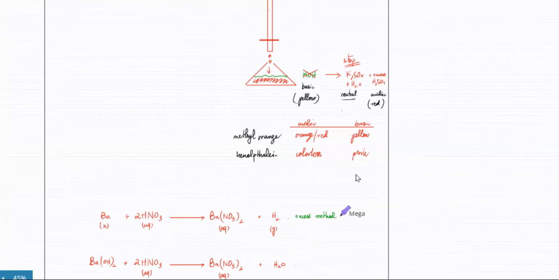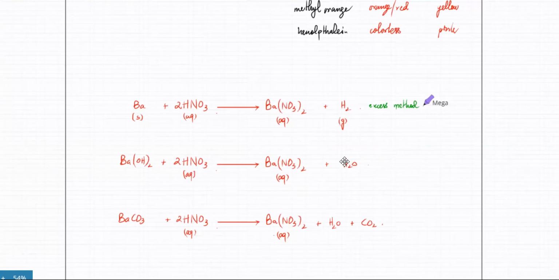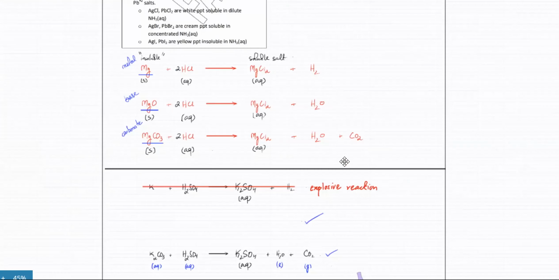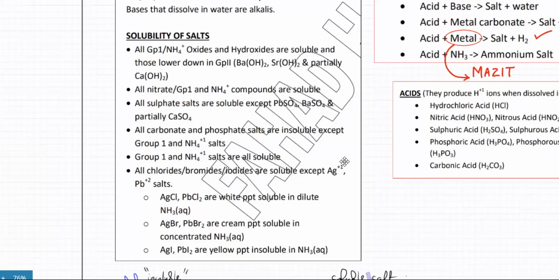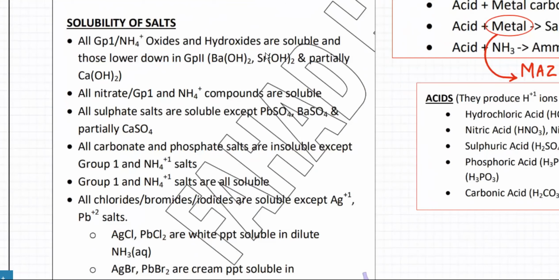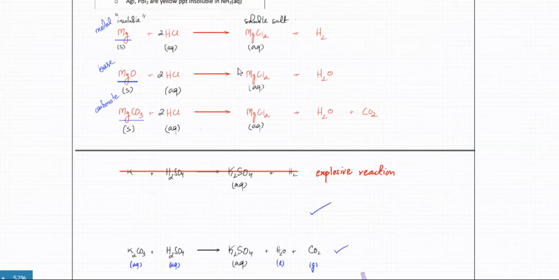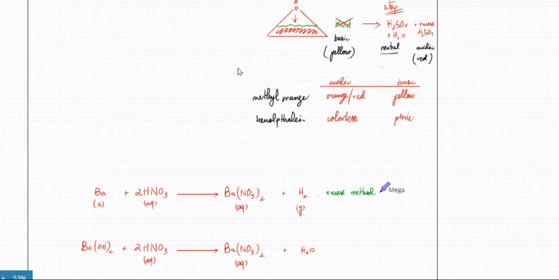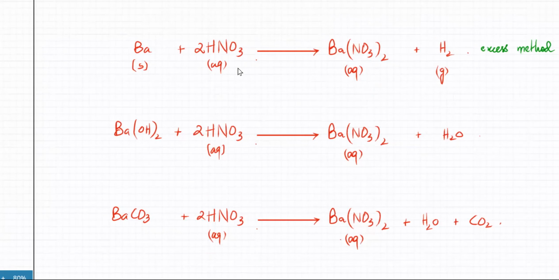Okay, what about hydroxides? Barium hydroxide, is it soluble or not? We can just have a look at the table. If you look at hydroxides, it says that group 1 hydroxides and oxides are soluble, and those lower down in group 2, that also includes barium hydroxide, so that is soluble. So barium hydroxide, where did our barium hydroxide go? That is soluble. Okay, this one.